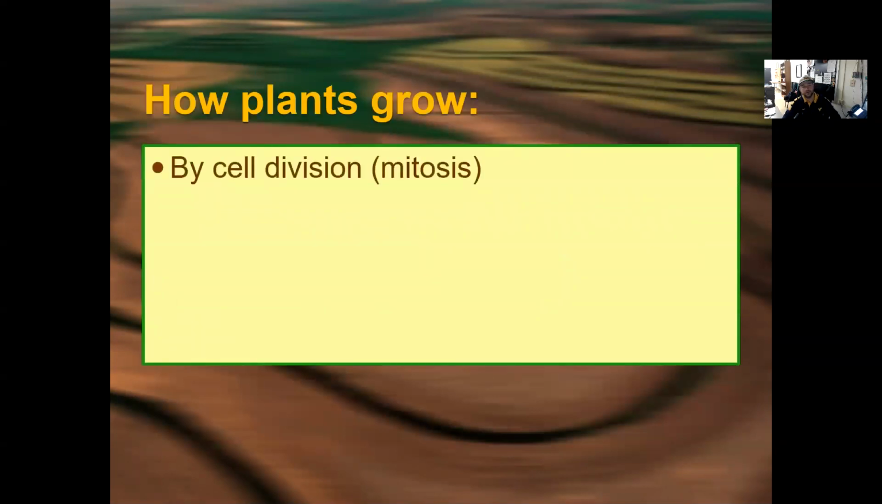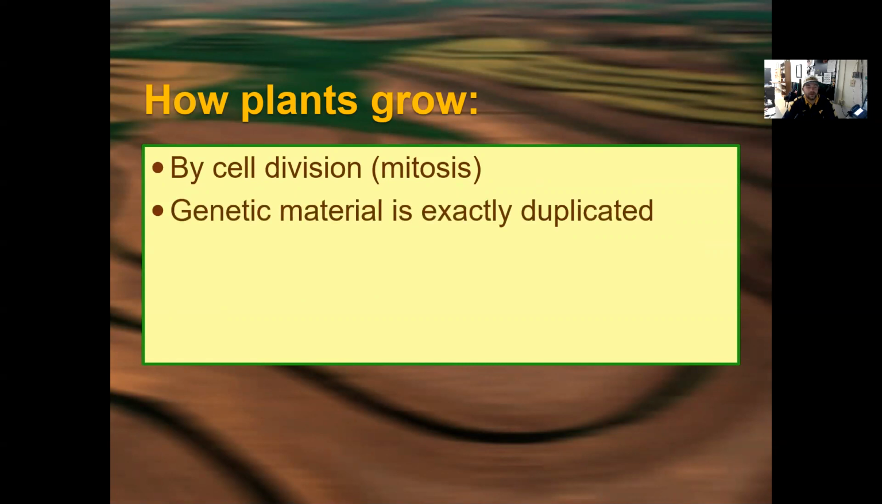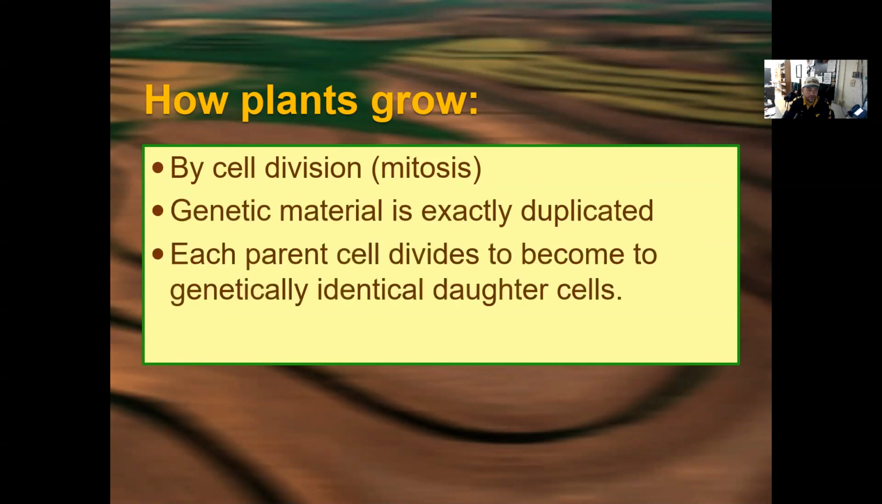Moving on to how plants grow, that's through cell division, mitosis. Genetic material is exactly duplicated. Each parent cell divides to become genetically identical daughter cells. The reason that most plants always look the same is because they're replicated to look the same. Whenever you take a look at humans, that's because there's two people involved. There's a lot of instances in plants where it's just the plant itself reproducing on its own, asexually. The process repeats many times.